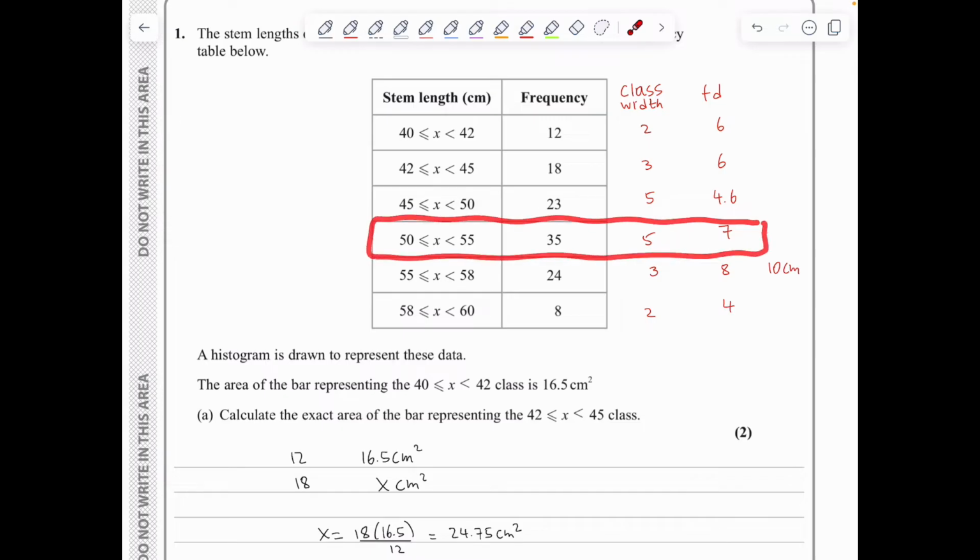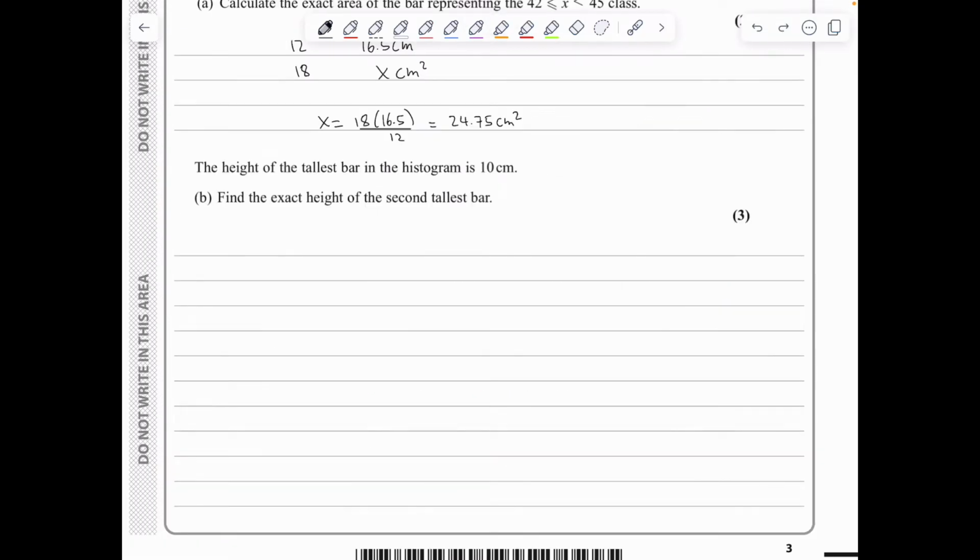So let's call the height of this y centimeters. And therefore, we have that the frequency density of 7 corresponds to a height of y centimeters, whereas a frequency density of 8 corresponds to 10 centimeters. And therefore, we have that y is 7 times 10 divided by 8, which gives an answer of 8.75 centimeters.